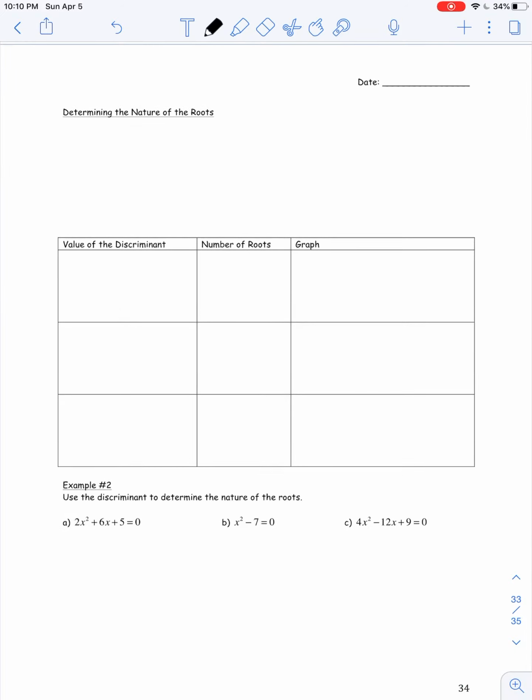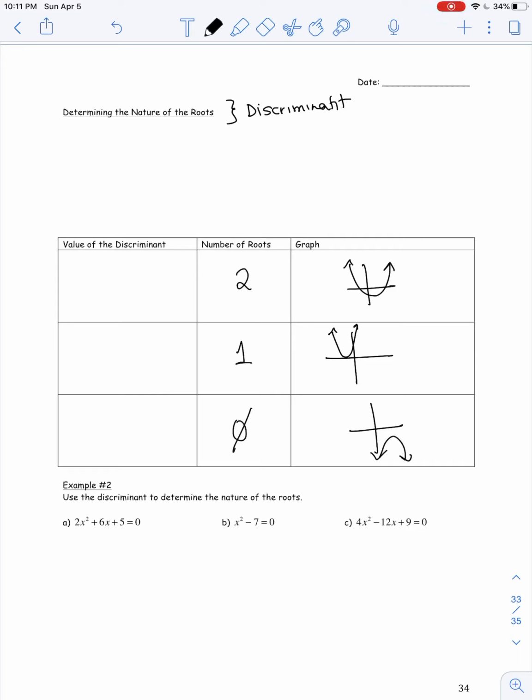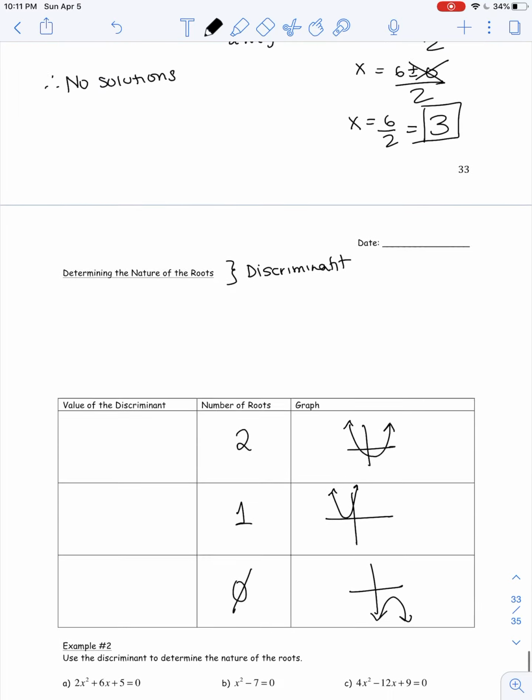And so that takes us to our next idea, which is determining the nature of the roots. Another name for this is called the discriminant. So if they ever ask you for the nature of the roots, that means, when are we going to have two solutions? When is the graph going to go through the x-axis twice? When is it going to go through once? And when is it not going to touch the x-axis, which means that there are no roots, no solutions?